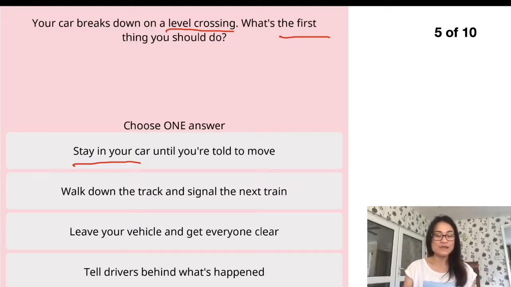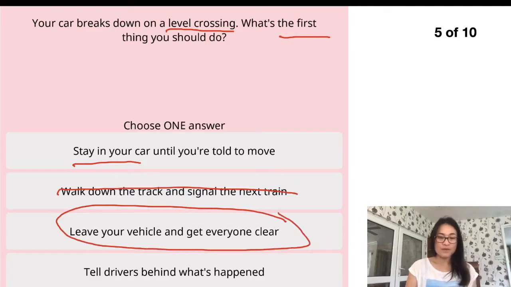The second one said walk down the track and signal the train. The idea of walking down the track is very dangerous. Not this one either. The third one said leave your vehicle and get everyone clear. This is the one that we will choose. First thing you need to do is get out of your car and get everyone out of your car if there are people nearby. So make sure that you keep everybody clear of the track.